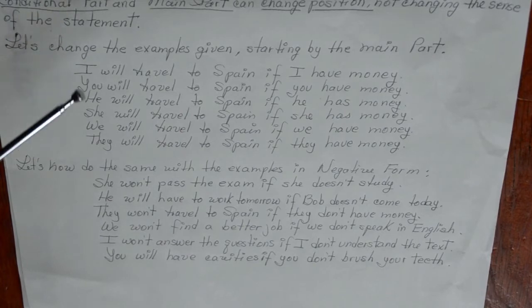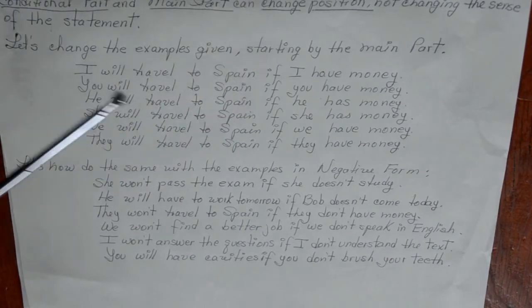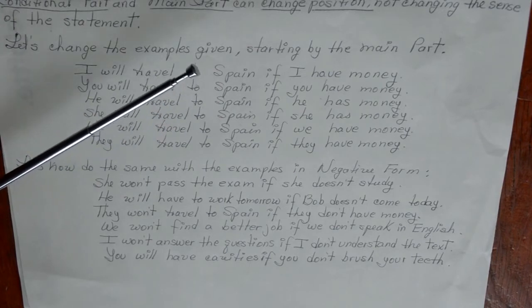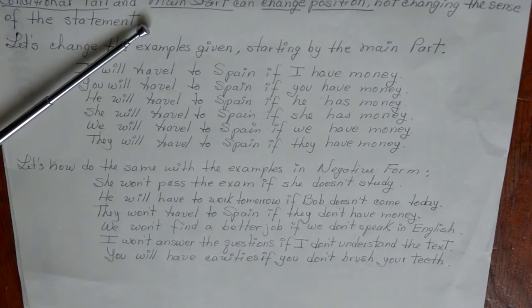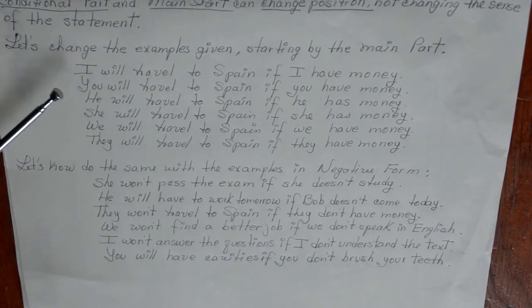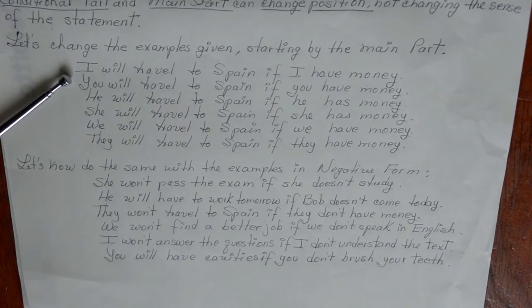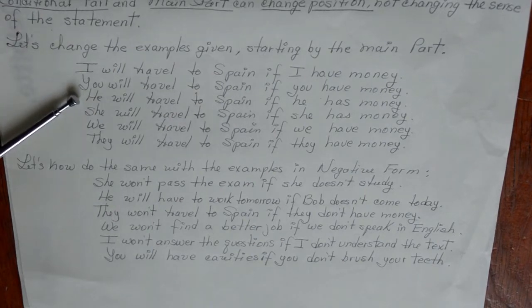Remember that the conditional part is when we see the words if or when. And the main part, it could be the complement of the sentence. Let's change these examples given, starting by the main part. I will travel to Spain if I have money. You will travel to Spain if you have money. He will travel to Spain if he has money.